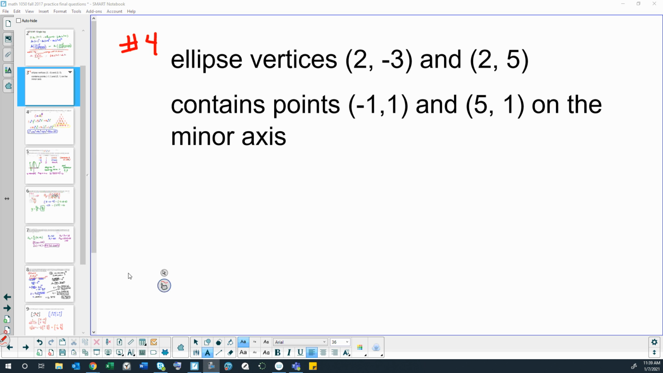Right, question number 4 on 2018, we have an ellipse with vertices at (2, -3) and (2, 5). That probably means that our major axis is going to follow right along that x equals 2. And then it contains the points (-1, 1) and (5, 1) on the minor axis. So the minor axis must be at y equals 1.